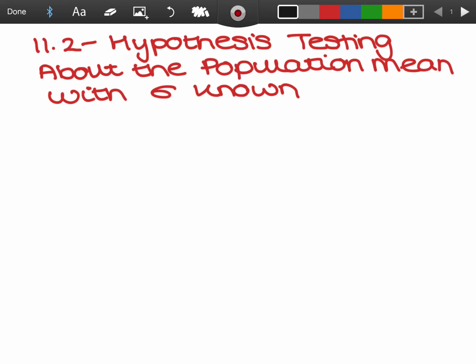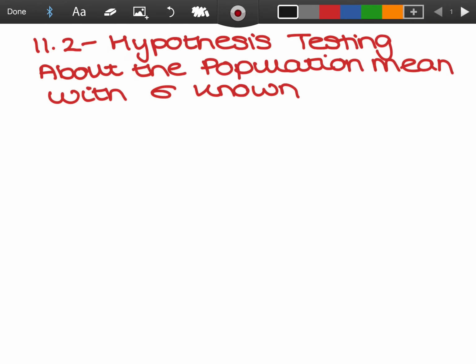So if you think back to 11.1 when we were creating those null and alternative hypotheses, you saw that there were some that looked at a mean and some that looked at a proportion. Today's ones are just looking at means, so we're just going to be looking at population mean for our null and alternative hypotheses. But the thing about our hypothesis test is that we are assuming that sigma, that population standard deviation, is known, okay?